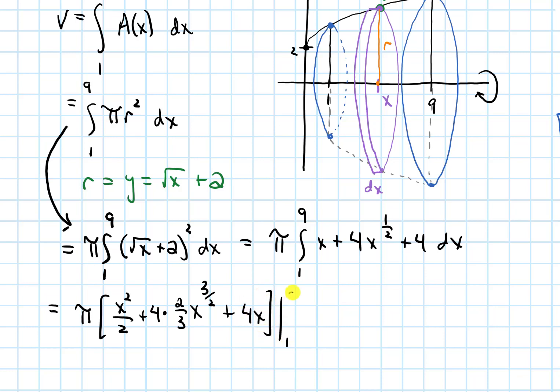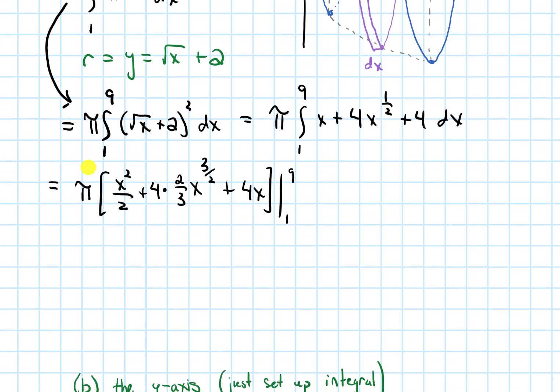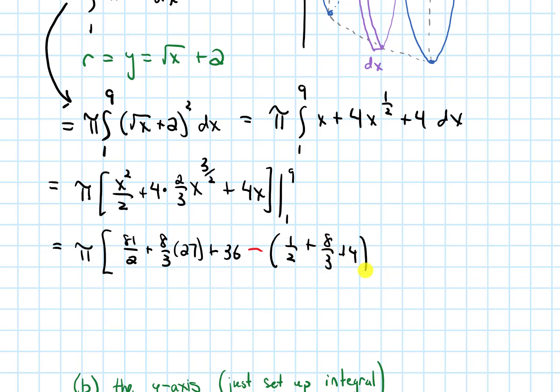All right, and of course I've got to plug in the 1 and the 9. So if we plug 9 into this, the pi stays outside. Plugging in 9, we'll get 81 over 2 plus 8/3 times 9 to the 3/2, which ends up being 27, plus 4 times 9, which is 36. So we get that minus what I get when I plug 1 into this thing. So I'll put a parentheses, and I get 1/2 plus 8/3 plus 4. And then close that bracket.